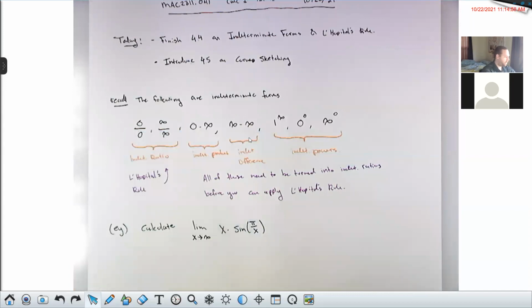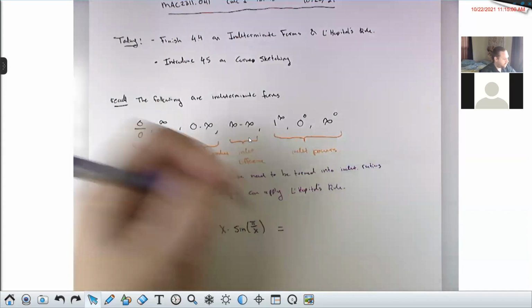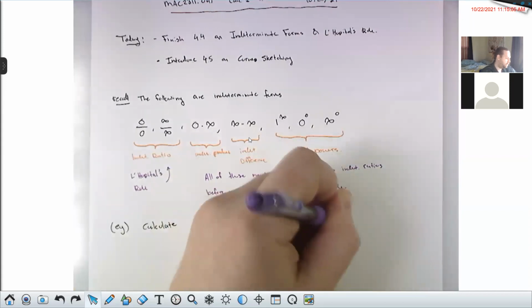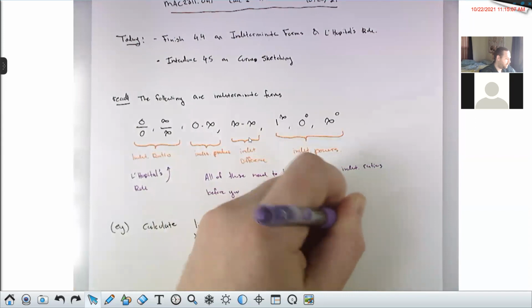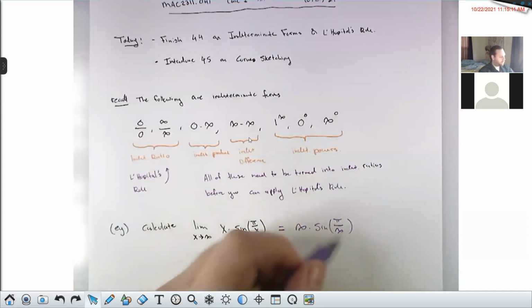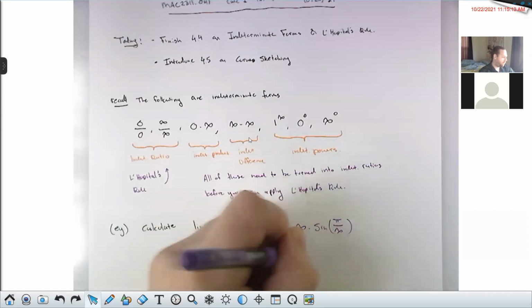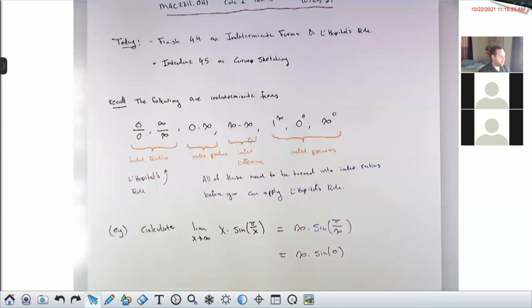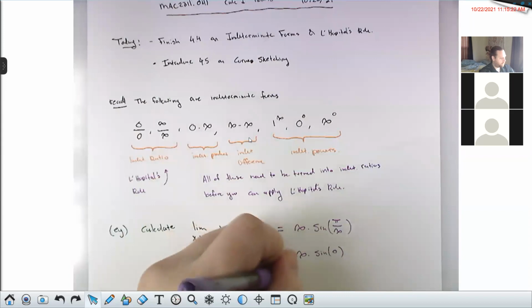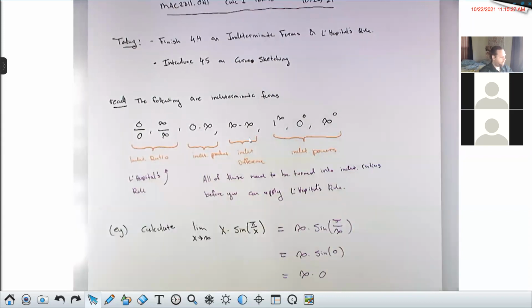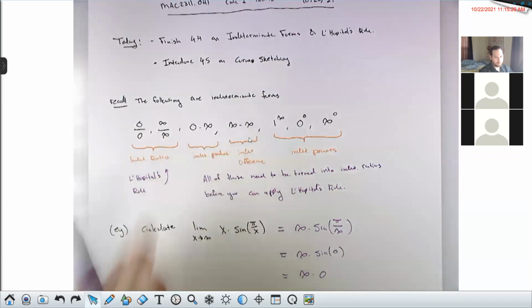So what I would say at the start here is if we just plug in infinity, this looks like infinity times the sine of pi over infinity. Now, what is pi over infinity? Is that 0? It is, yeah. Any constant divided by infinity is 0. And the sine of 0 is 0. So this is infinity times 0, which is an indeterminate product.